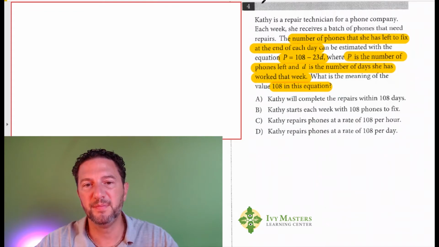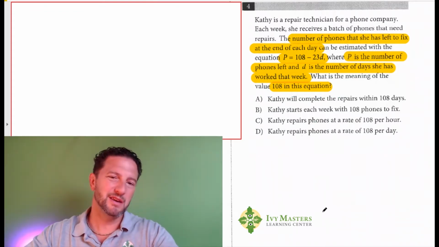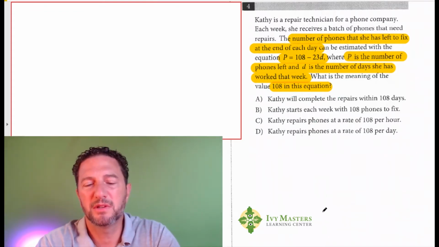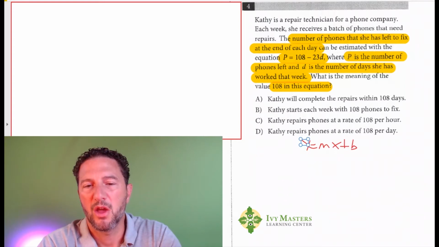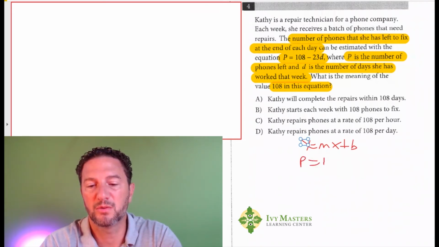Well, you might notice, you might not, but this is really just a linear equation. This is in the form of y equals mx plus b. Why might this be deceiving? Number one, because they put the y before the x. They have P equals 108 minus 23D.